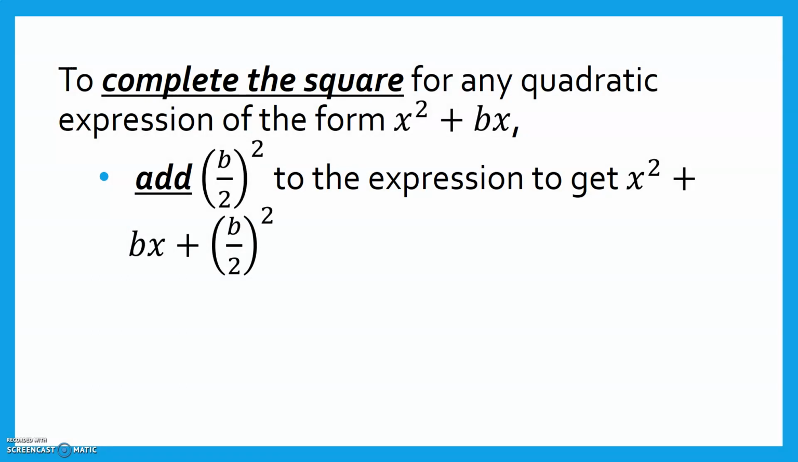This is called completing the square. To complete the square for any quadratic expression of the form x squared plus bx, you're going to add b over 2 squared to the expression so that you get x squared plus bx plus the quantity b over 2 squared. That just gives me that c value. I'm just trying to find what that c is that I need to add to it. And that's all we're looking at today, just that first part.